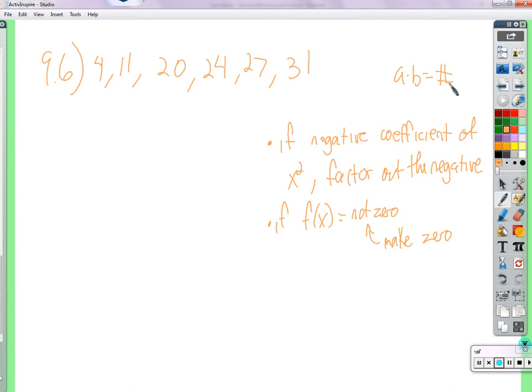To make sure it equals zero, you're basically going to add or subtract to cancel the things that are on this side and move over here, combining into one polynomial. So only factor out the negative if it's in front of the x squared.